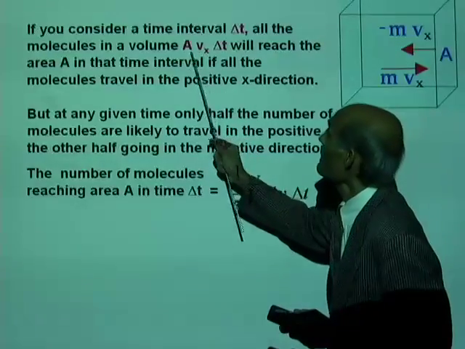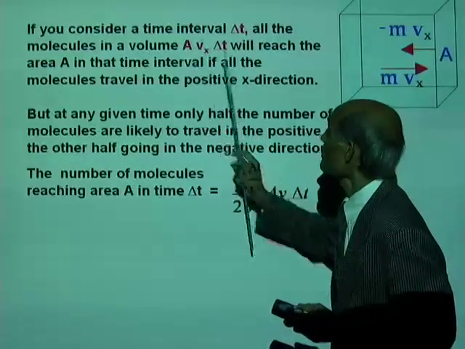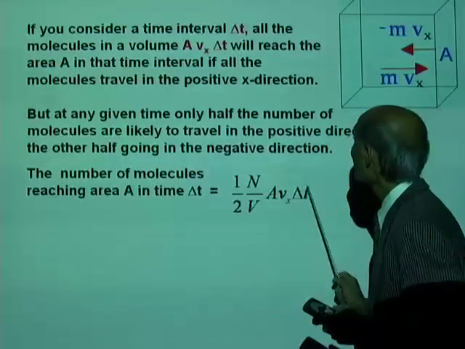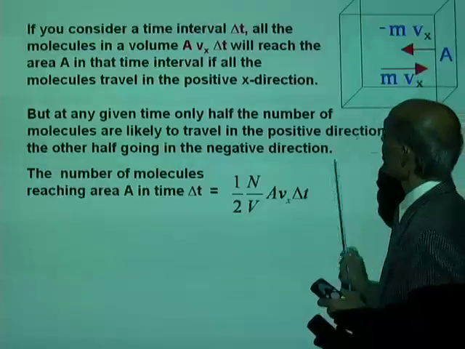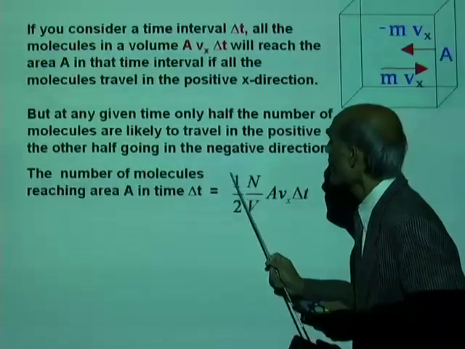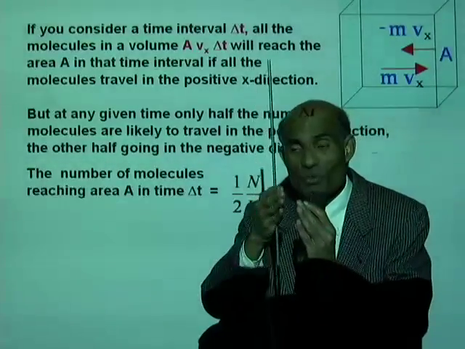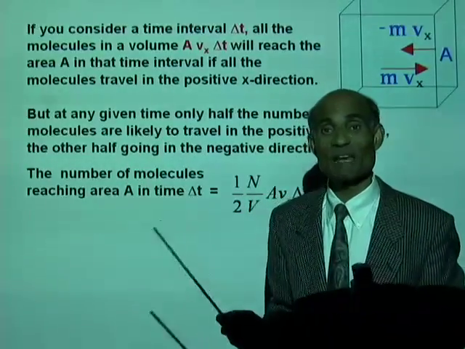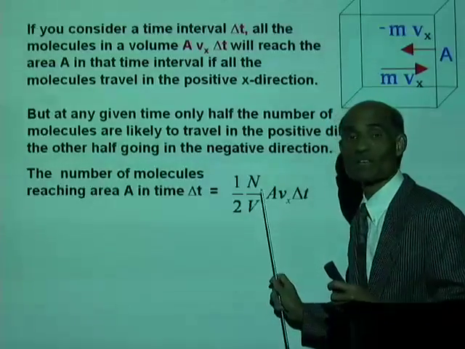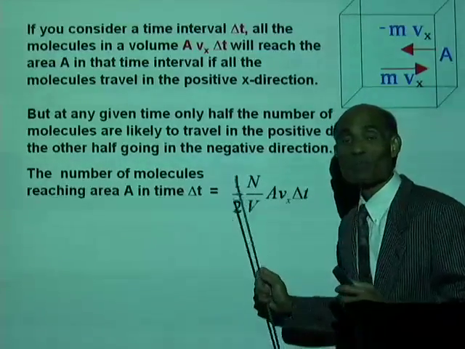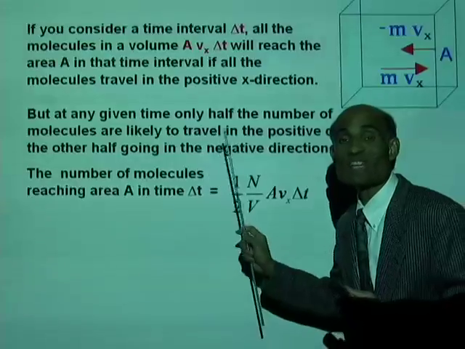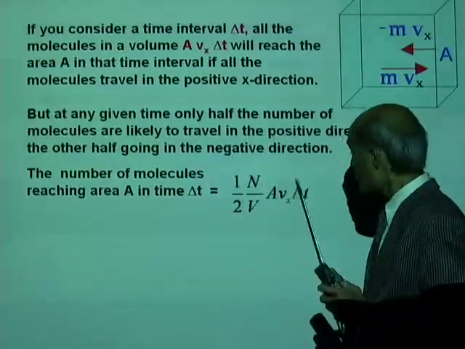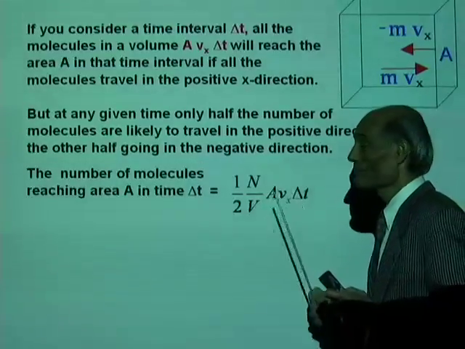So if you multiply this with the number of molecules per unit volume, that will give you the total number of molecules reaching that wall, and only half of that will be likely to be moving to the right. The other half is moving to the left. So what does this quantity represent? This quantity represents the number of molecules that is likely to hit the area A during that time delta t.